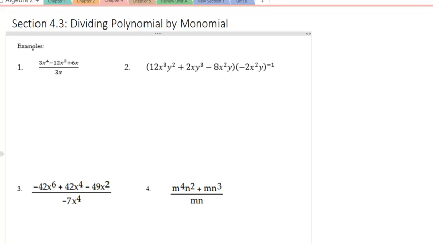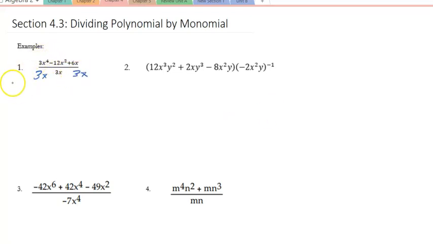Okay, so what we're doing today is dividing polynomials by monomials. We've actually done some of this with factoring out GCFs, but it's about the same idea, and it's a kind of precursor to being able to divide polynomials by binomials. And so when I look at this first one, I'm going to put a 3x underneath each of these.